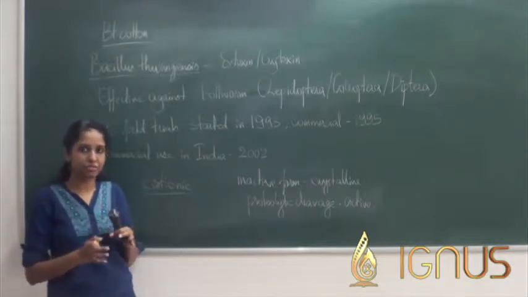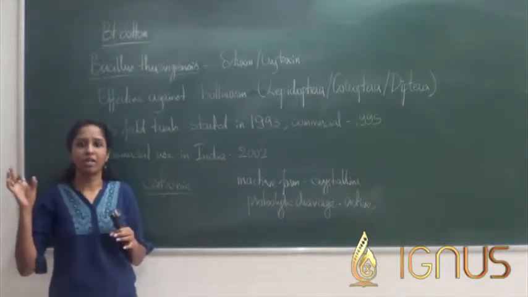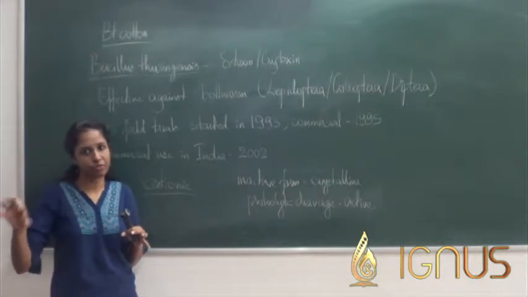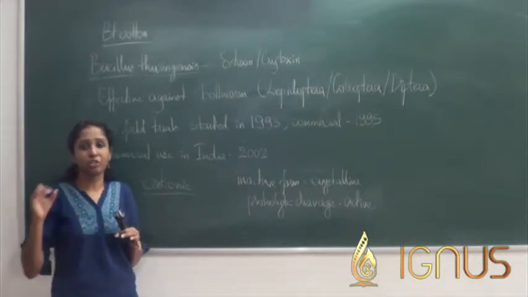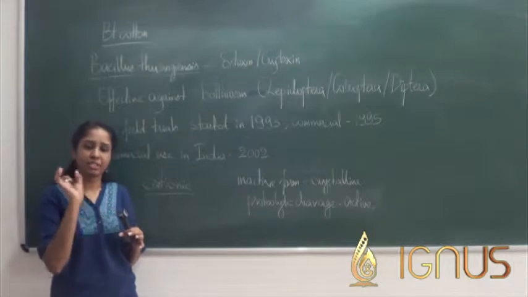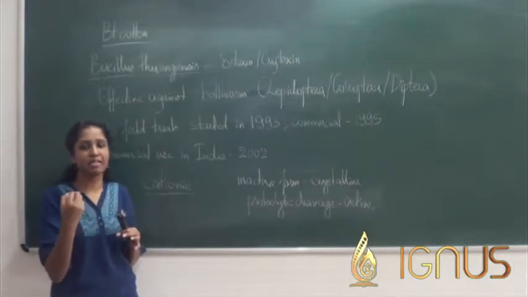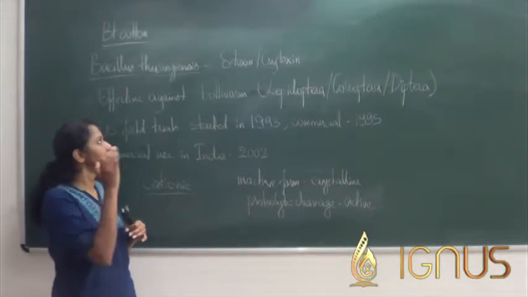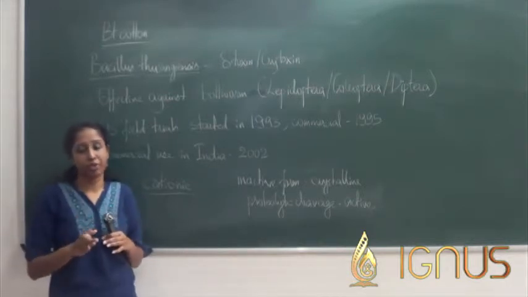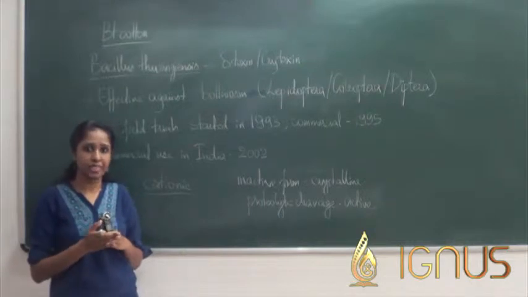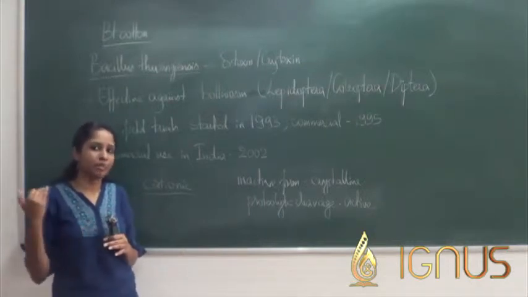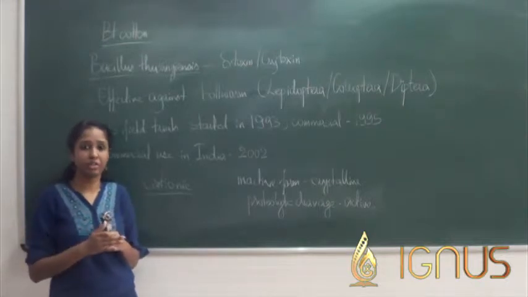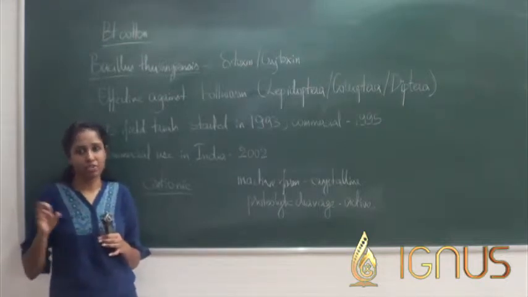So if there are pests which are succulent and not eating the plant, so there's a difference between succulent pests and pests which eat the plant. So larvae usually eat the plant, but succulent pests just attach themselves to the plant and suck the sap from the plant. So if that is happening, then the BT toxin is not going to be effective against those kind of pests.